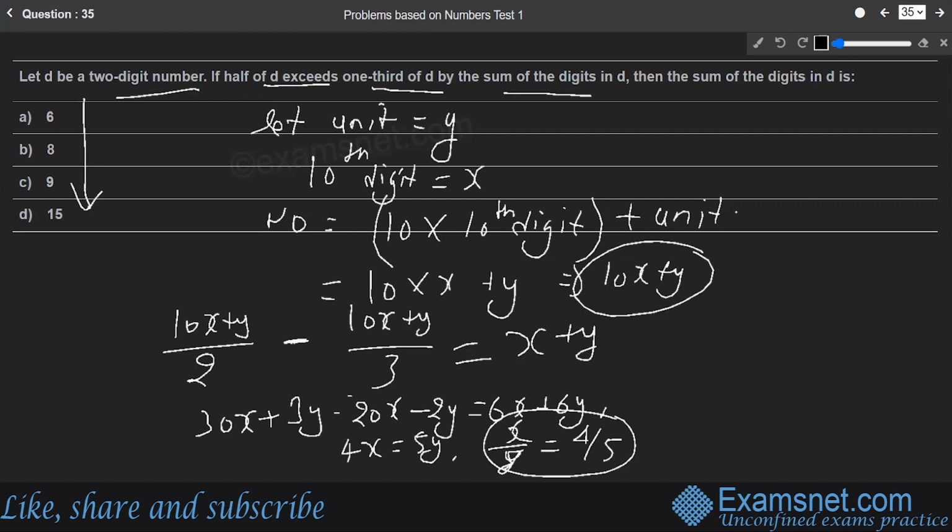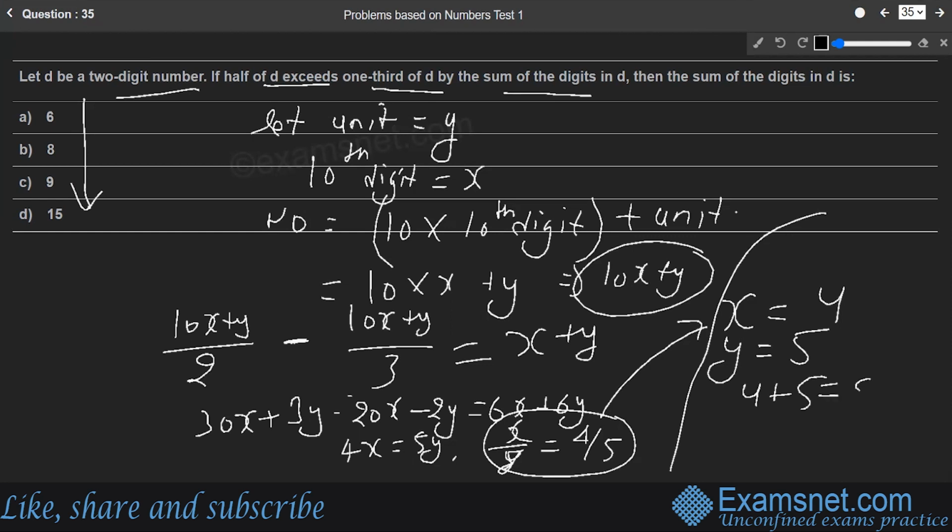So in this situation, when the options are given, let's just take x as the numerator itself, that is 4, and let's just take y as the denominator, that is 5. So now the sum of the digits he's asking for becomes 4 plus 5, that is exactly 9. So that is the answer only. Option number C, 9 is the answer.